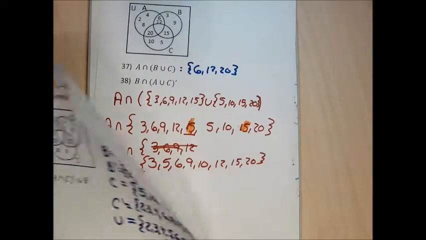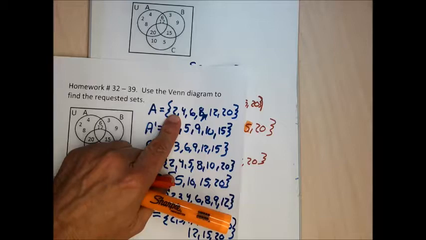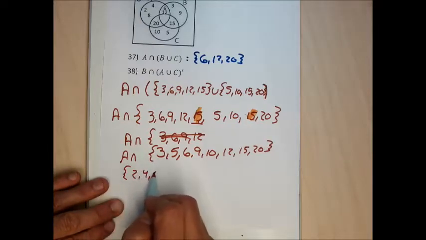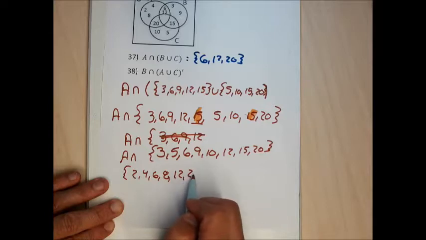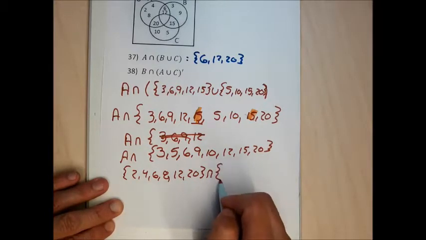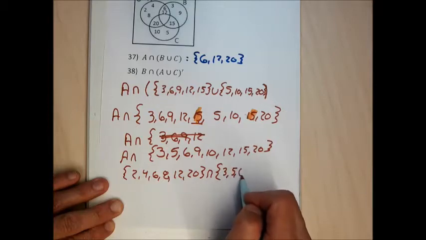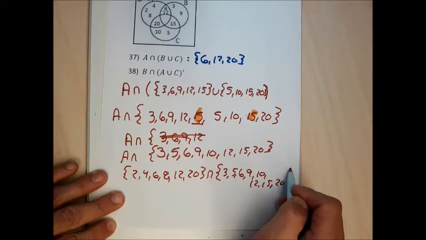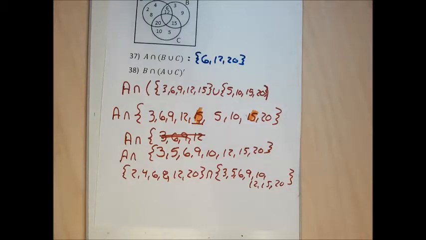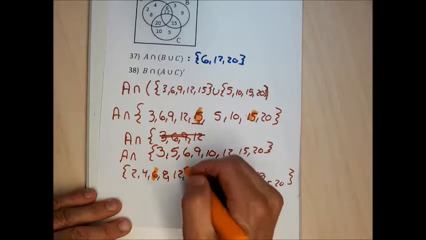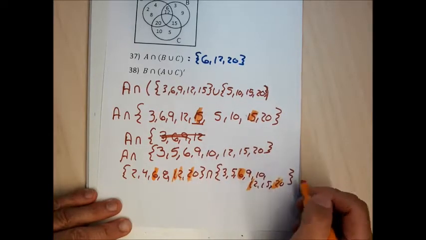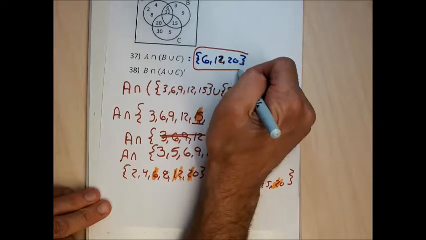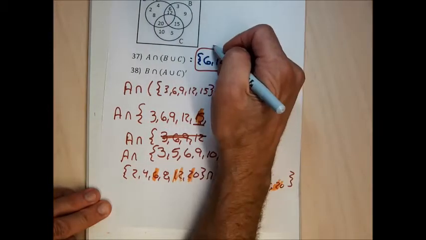Now I'm going to intersect that with A. For A, it's 2, 4, 6, 8, 12, and 20. So now I'm going to replace A with 2, 4, 6, 8, 12, and 20. And I'm going to intersect it with this set that I just created, the set that contains 3, 5, 6, 9, 10, 12, 15, and 20. And when I intersect two sets, I write what they have in common. Both of these sets have the number 6. Both of these sets have the number 12. Both of these sets have the number 20. They don't have anything else in common. And the answer to problem 37 is 6, 12, and 20, that these two sets have in common.